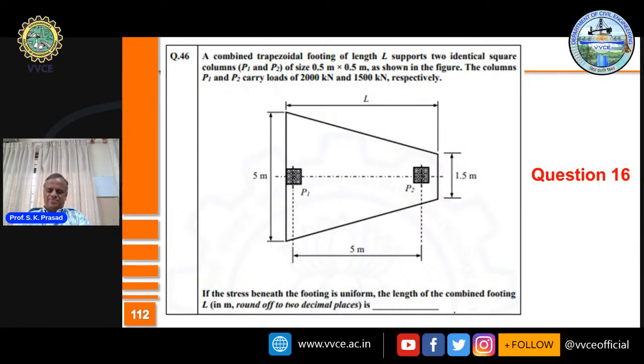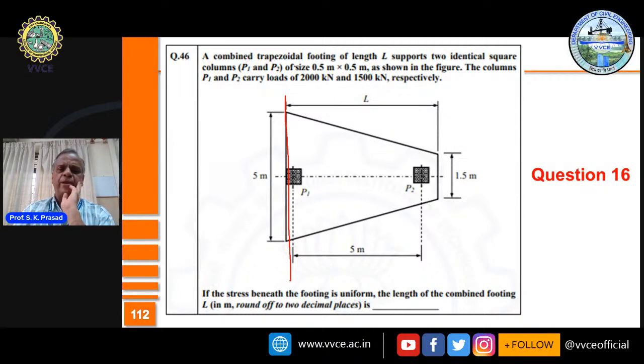You know, when the two columns are unequally loaded and at the edge of the heavier column, you want to stop the footing due to some reason, maybe this is the edge of the property line, then the best possible combined footing is to provide a trapezoidal combined footing. Why? Maybe the question itself will answer.